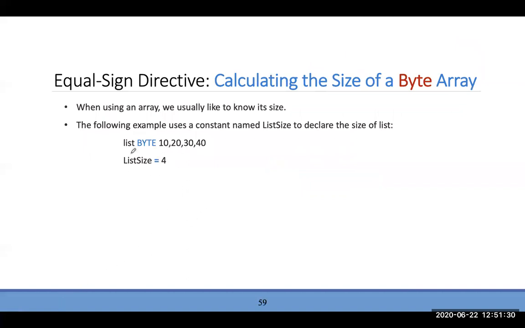If we talk about the list that we have right here, this is my list. And remember, the list always points at the first byte. It doesn't see the rest. So this is 10, 20, 30, 40.